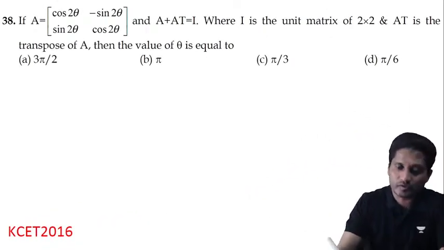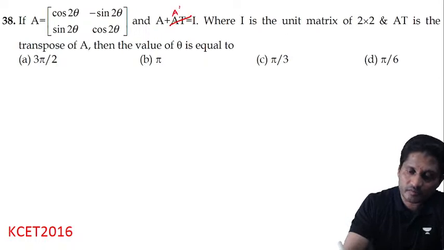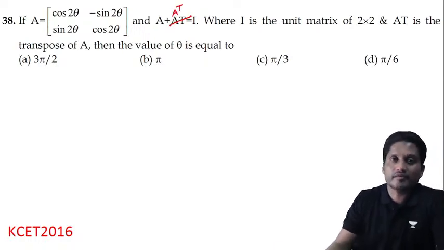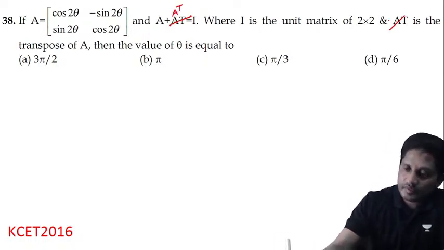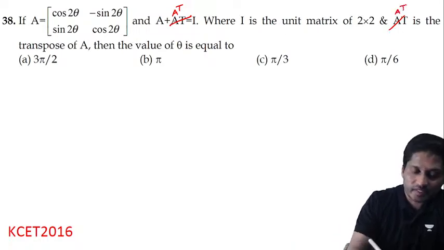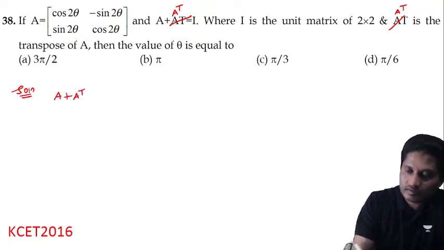A plus A transpose is equal to I. Then what should be the value of theta? Here this is A transpose. Right, now listen. This is A plus A transpose is equal to I, the unit matrix.